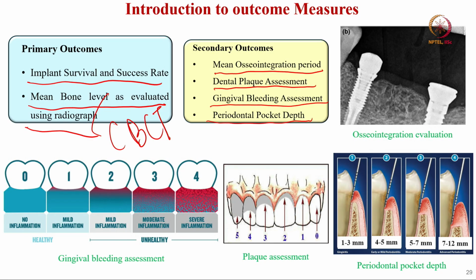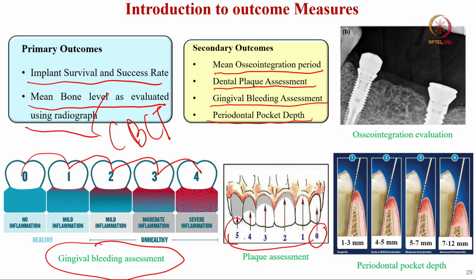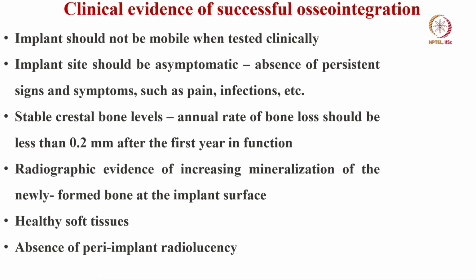So, these are osseointegration evaluation. This is gingival bleeding assessment. These are graded 0, 1, 2, 3, 4, from no inflammation to severe inflammation. Plaque assessment also can range from very low plaque to very severe plaque. So, these are qualitative gradings 0 to 5. Periodontal pocket depth: what is the pocket depth that one can measure, like 1 to 3 millimeter to 7 to 12 millimeter. And osseointegration evaluation.